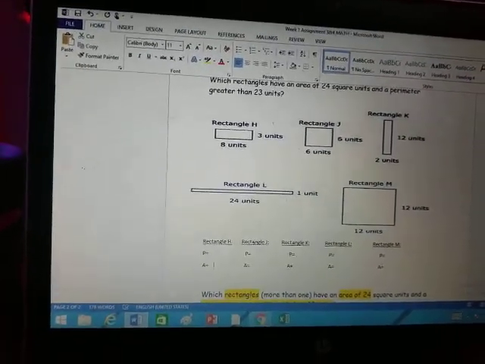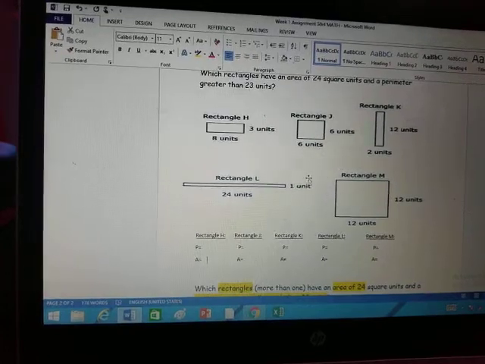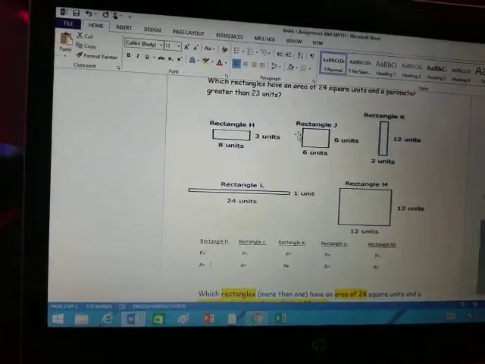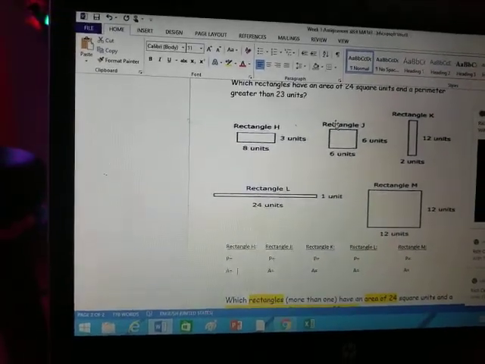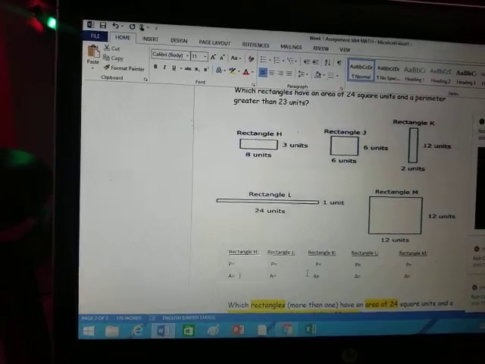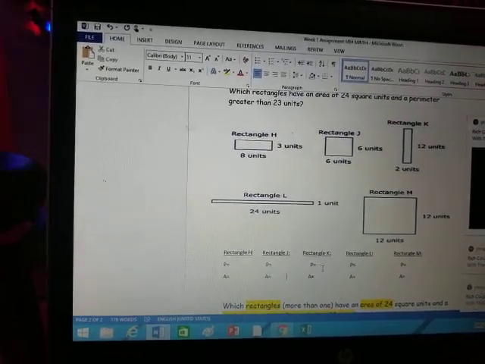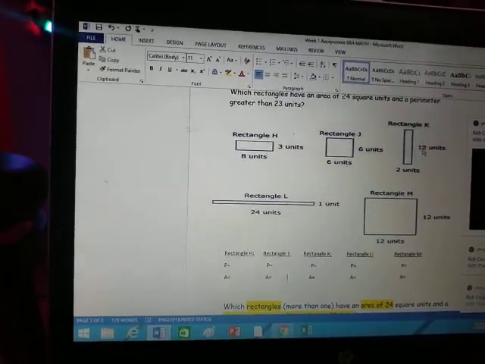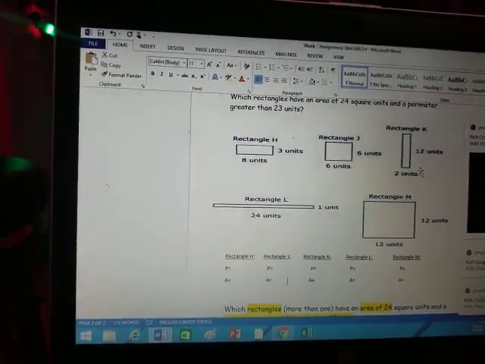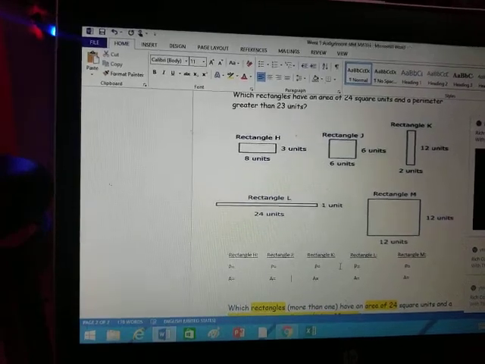Okay? Same with rectangle J. First, add all the sides together, 6 plus 6 plus 6 plus 6. Then you're going to multiply 6 times 6 to find the area. Rectangle K, add all the sides, 12 plus 2 plus 12 plus 2 for the perimeter, and then do 12 times 2 to find the area.